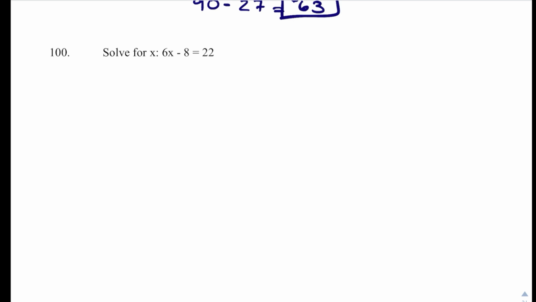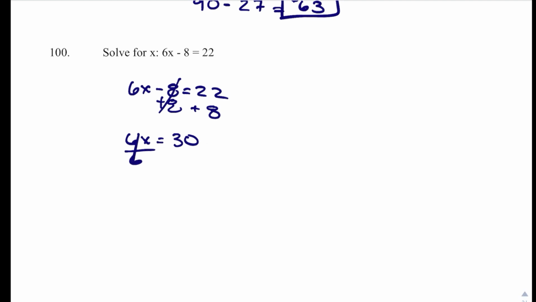So solve for x. 6x minus 8 equals 22. We want to get x on one side of the equation, so we add 8 to both sides. It's going to be 6x equals 30. We're going to divide each side by 6. So we're going to get x equals 5, and that is our answer.